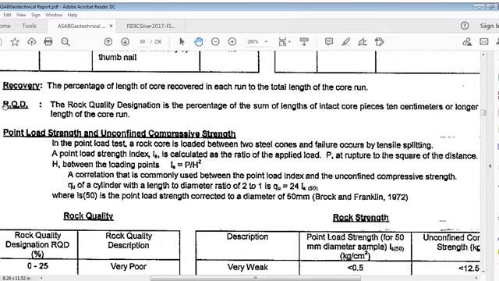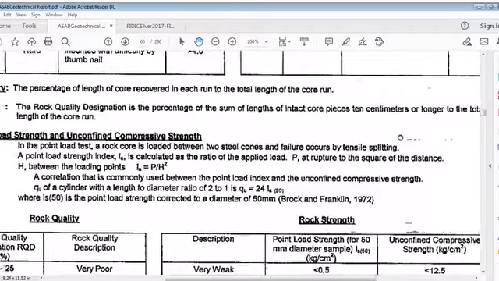What is RQD? Rock quality designation. This is the percentage of the sum of lengths of intact core pieces 10 centimeters or larger. Rock quality designation RQD is the percentage of sum of lengths of intact core pieces 10 centimeters or longer to total length of core.